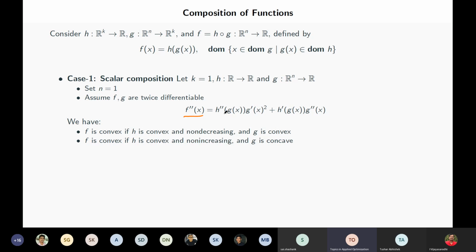So let us see, h is convex. This implies, as we said, h double prime is greater than or equal to 0. It is non-increasing. So what does this imply now?